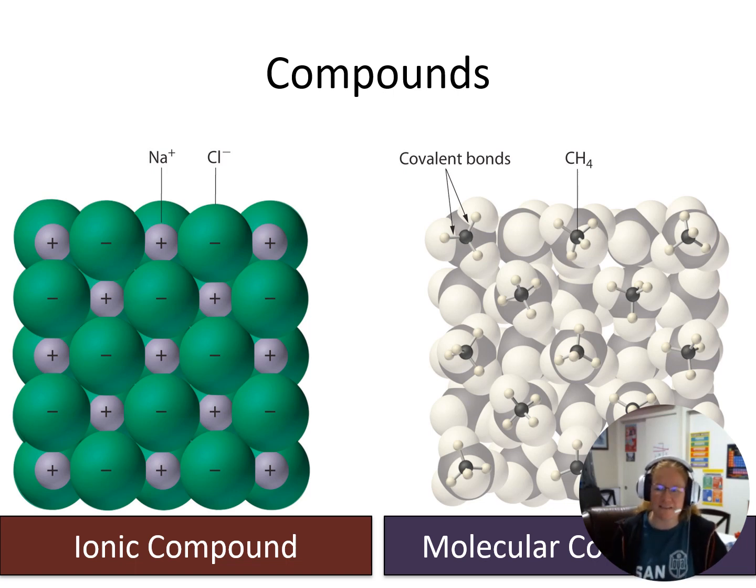Molecular compounds, these are held together through intermolecular forces, so forces that exist between these discrete molecules. So ionic compounds, we get this repeating pattern of positive and negative ions. We do not get discrete compounds. Molecular compounds, we have discrete compounds that are individual things that are held together by these covalent bonds. And then if we have a big sample of those, they're held together with what we call intermolecular forces.